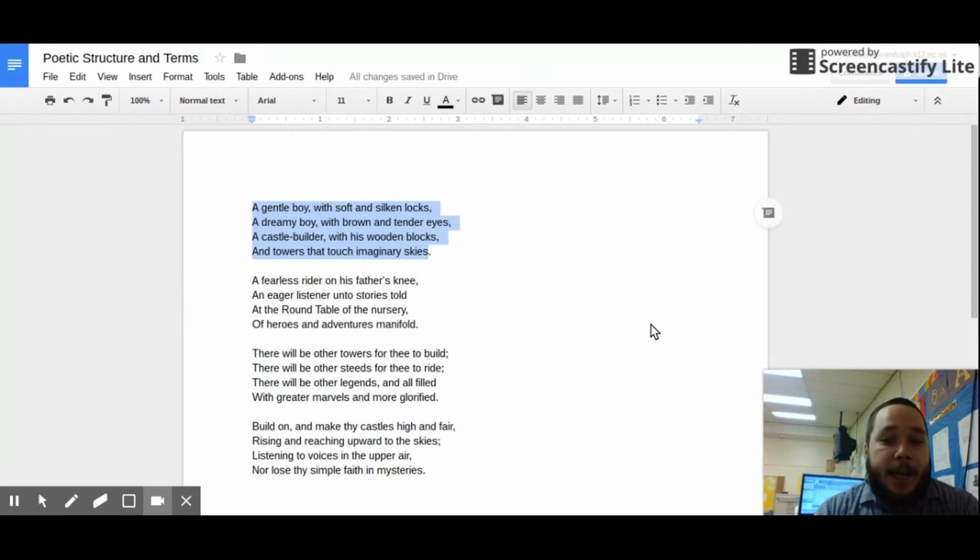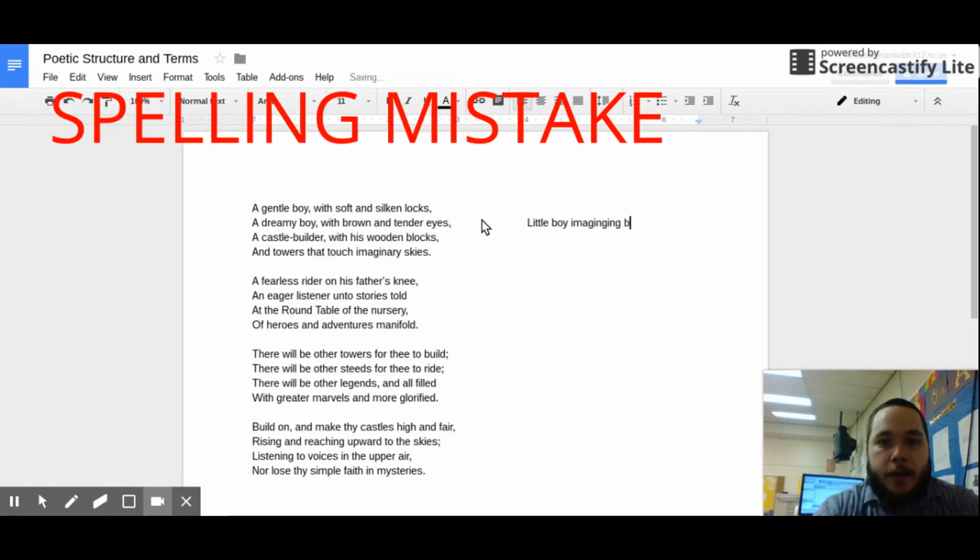A lot of times we might annotate off to the side what we think it's about. So for instance, in this case, it says, a gentle boy with soft and silken locks, a dreamy boy with brown and tender eyes, a castle builder with his wooden blocks and towers that touch imaginary skies. We can tell it's about a little boy and a castle. It looks like he's building it with a block set, maybe, kind of like Legos nowadays. So we could say, little boy imagining building. That way we have a basis of what this is about.